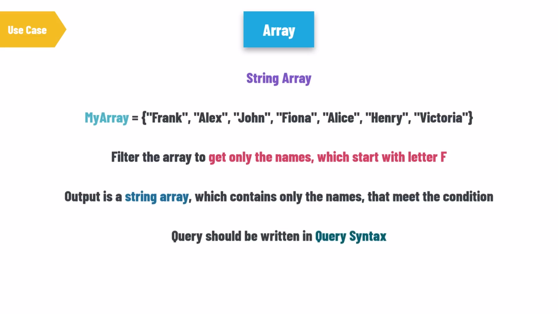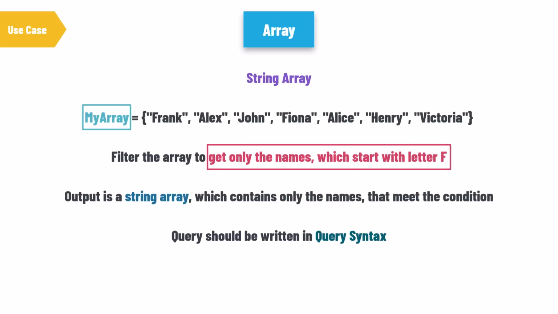Let's write this query step by step. First we have to read the data we need from this task. The data source is the string array, which contains the names. The condition is to get only the names, which start with letter F. The output should be also of type string array. And the last thing is the query structure, which is query syntax. So, now I have the information I need to write the query.